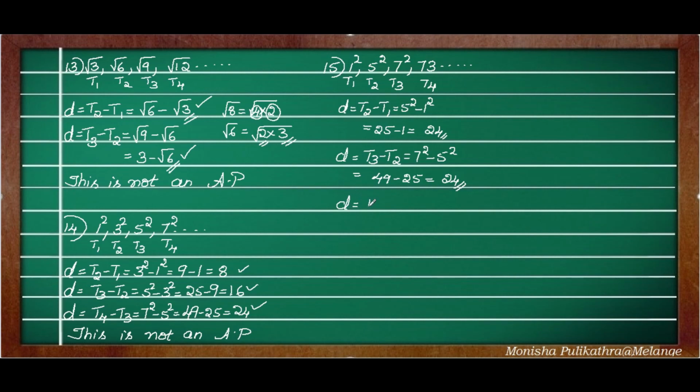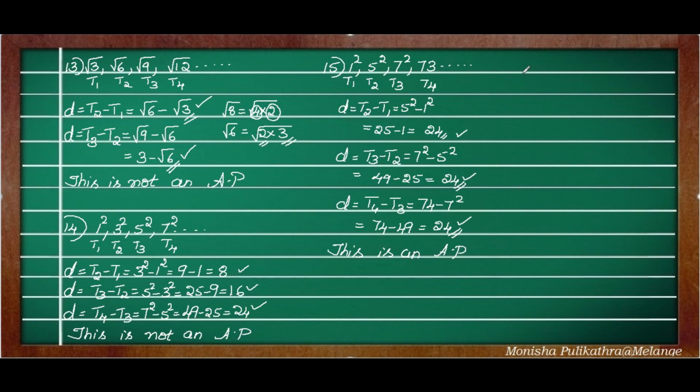Next, D is equal to T4 minus T3. T4 is 73 minus 7 square, which is 49. So it will become 24. So the common difference is constant. When the common difference is constant, this sequence is considered as an AP sequence. So this is an AP.